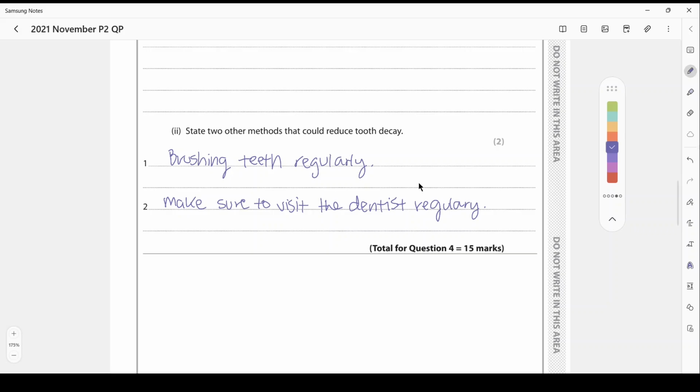So a third thing that you can also say is making sure you add fluoride to tap water. So that's on the marking scheme. So why fluoride? And that's because fluoride helps strengthen the enamel so that it's less likely to erode.